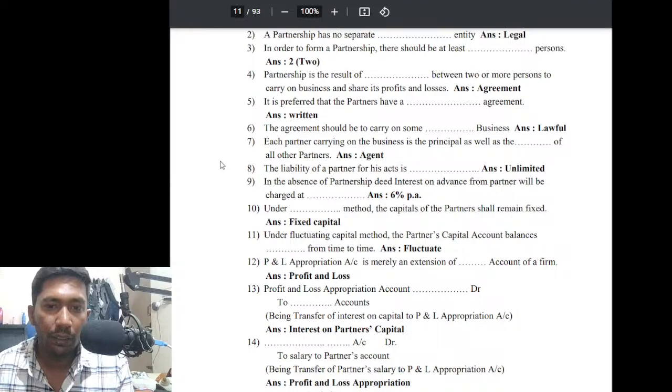And then next, in the absence of a partnership deed, if any partner has given a loan, 6% per annum interest will be given. Partnership deed is nothing but an agreement. So if there is no partnership agreement and any partner is giving a loan, then on that loan he'll be getting 6% per annum.